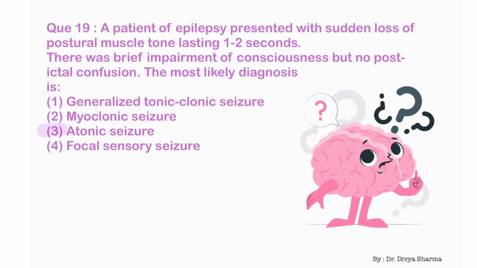Question number 19. A patient of epilepsy presented with sudden loss of postural muscle tone lasting 1 to 2 seconds. There was brief impairment of consciousness but no post-ictal confusion. The most likely diagnosis is. Now the correct option is option 3, an atonic seizure. Let's talk about an atonic seizure. It is a type of seizure that causes sudden loss of muscle strength, causing the person to fall on the ground.